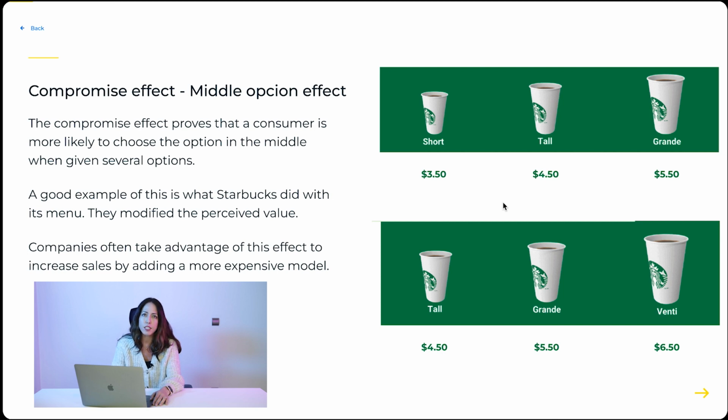Another process is the compromise effect, or the middle option effect. What this proves is that a consumer is more likely to choose the option in the middle when given different options. A good example of this is what Starbucks did. They had three sizes of drinks on their menu, and they modified the perceived value because they had short, tall, and grande. Then they got rid of the short, moved the tall to the smaller position, brought the grande to the middle option, and added a bigger and more expensive size. This is what some companies often do. They take advantage of this effect to increase sales by adding a more expensive model.